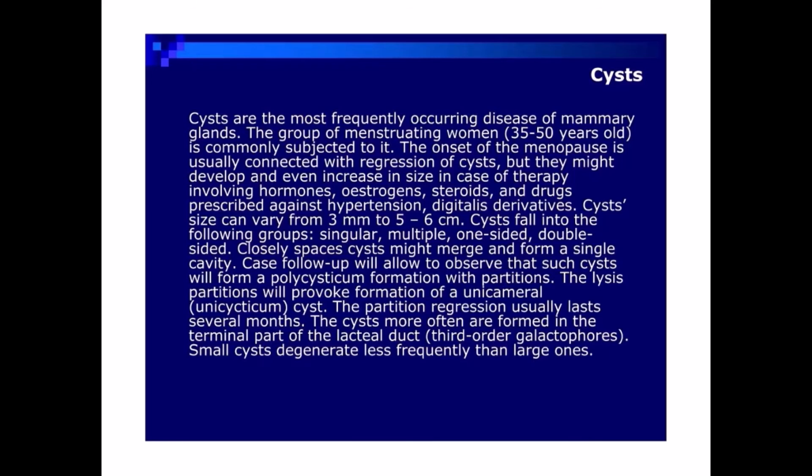The lysis of partitions will provoke formation of a unicameral cyst. The partition regression usually lasts several months. The cysts more often are formed in the terminal part of the lacteal duct, third order galactophores. Small cysts degenerate less frequently than large ones.